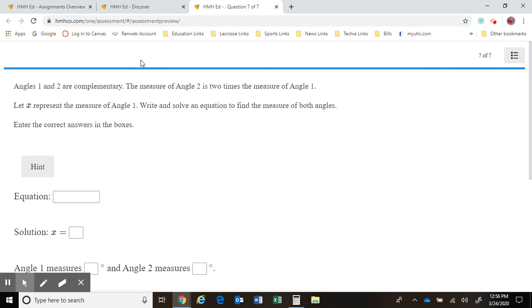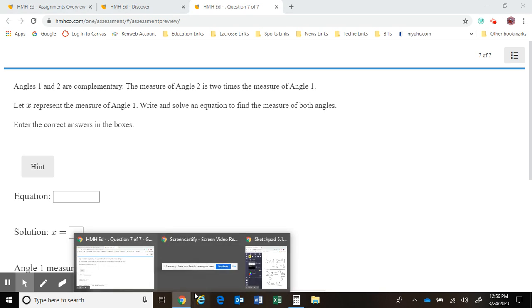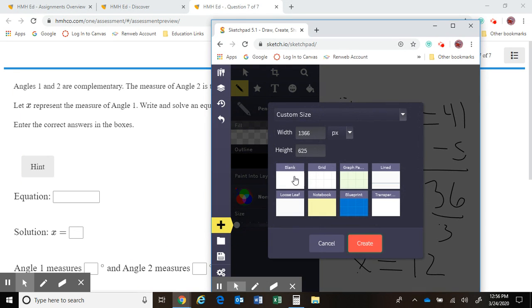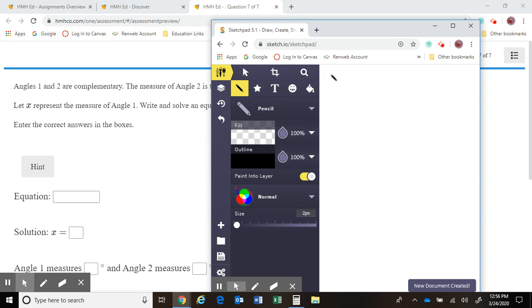All right, angles 1 and 2 are complementary. The measure of angle 2 is 2 times the measure of angle 1. Let x represent the measure of angle 1. Write and solve an equation to find the measure of both angles. All right, let me bring back up my sketch pad. I'm going to clear it out. I'm going to do a new blank sketch pad. There we go. All right.